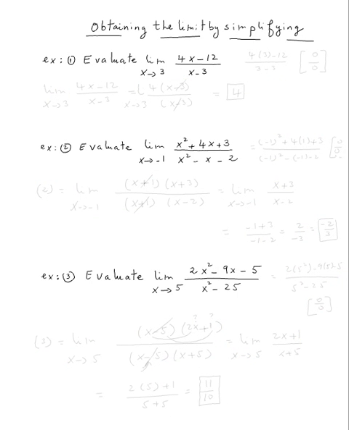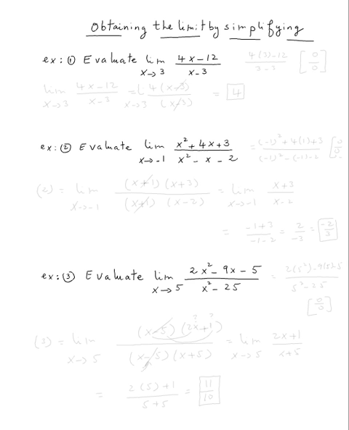In these examples, the subject is obtaining the limit by simplifying. That always happens when you try to evaluate the limit and you get a 0 over 0. So let's do example 1. The first thing we always do is plug in the x value, plug in the 3. If we plug in 3 and get a number, we're done. If not, then we have to somehow factor and simplify if we get a 0 over 0.